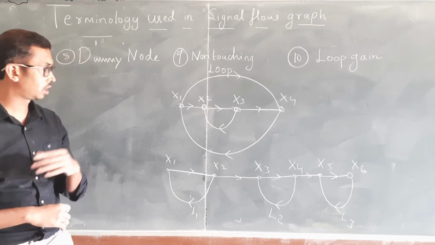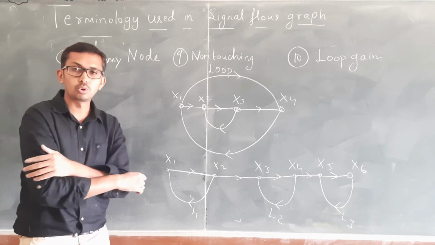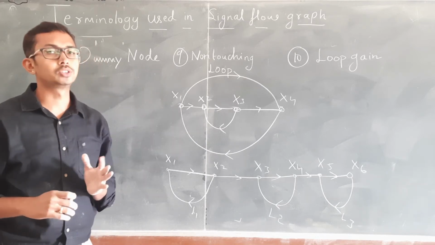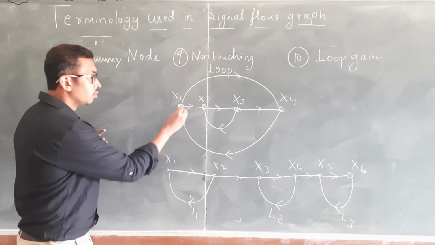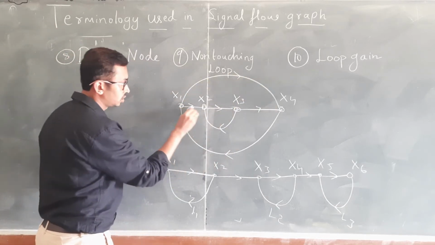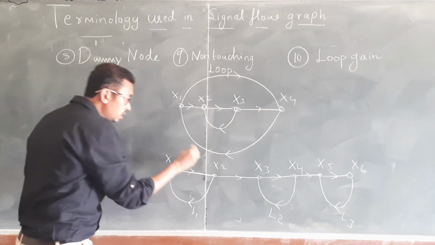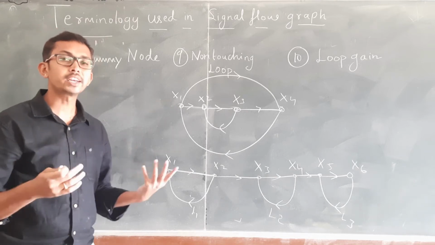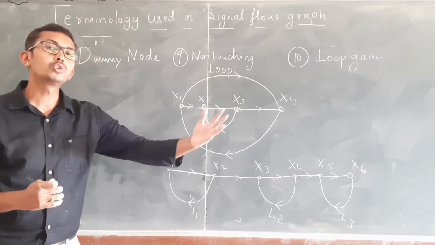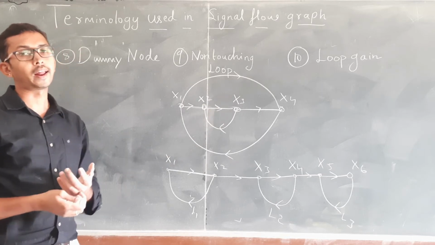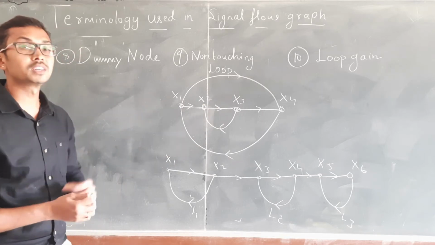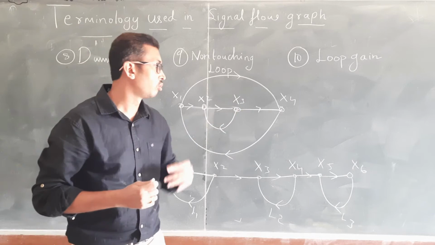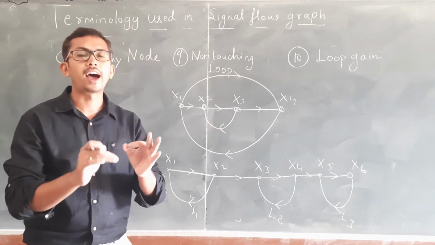For example, if you say x1 is a source node, as per the definition, the node which is having only outgoing branches is called a source node. Here we have one incoming branch and two outgoing branches. In such cases, what is it called? It is called a chain node. The node which is having both outgoing and incoming branches is called a chain node. Hence, x1 is not a source node, it is called a chain node.